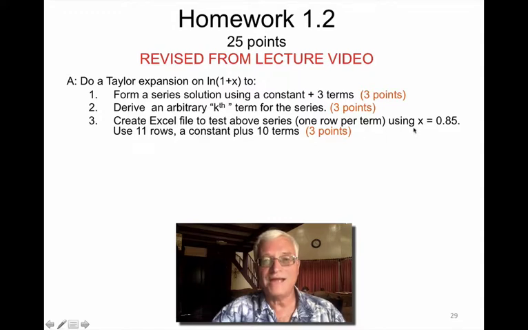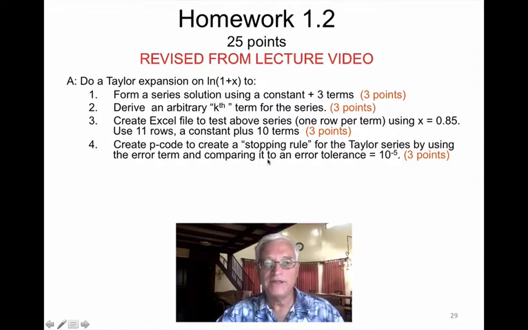And evaluate x at 0.85, and then go ahead and develop all 11 of those terms, constants plus 10 other terms. The second column of your Excel file should contain the term itself for the kth row. And then on the third column, I want you to do a running sum of what's in the second column, which is your series. So that's what we'll do with the Excel file.